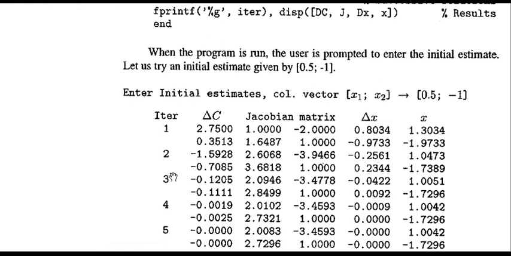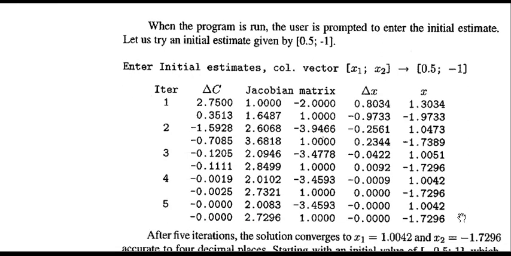Regarding the fifth iteration, I just want to conclude that after 5 iterations you can reach 1.0042 as x1, and x2 will be -1.72. That will be the result for this case, up to convergence at 5 iterations.